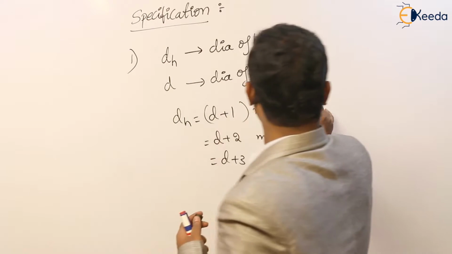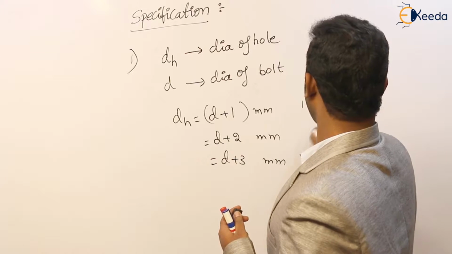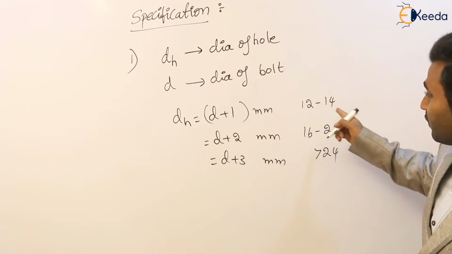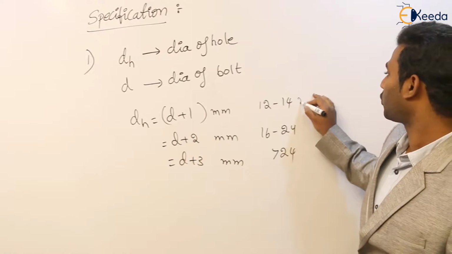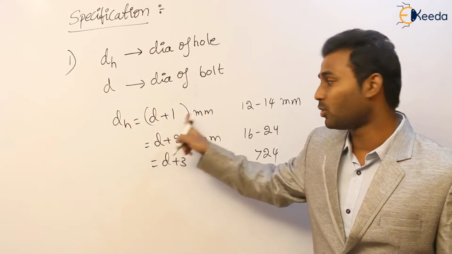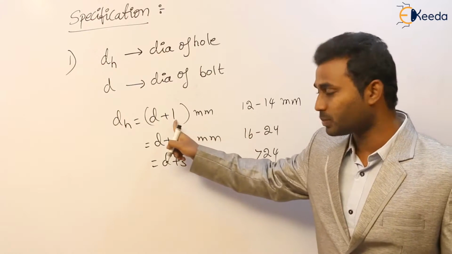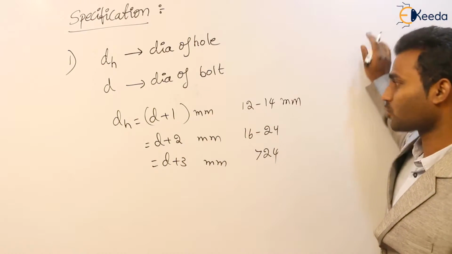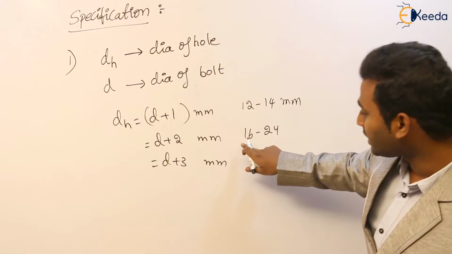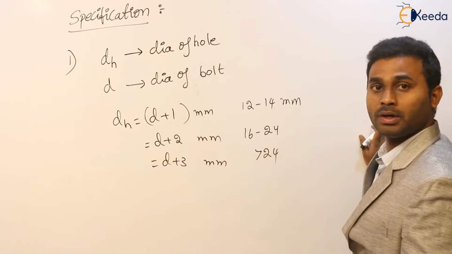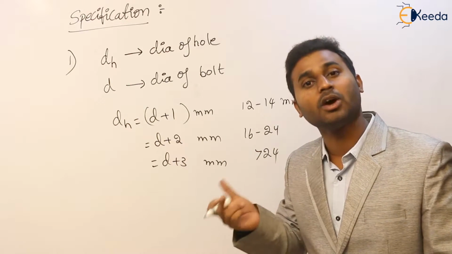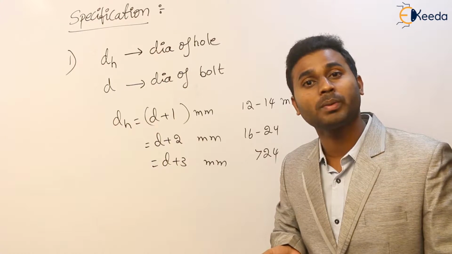This is when the bolt dia is 12 to 14, 16 to 24, and greater than 24. If the dia of the bolt is between 12 to 14 mm, then the extra clearance provided should be 1, so D plus 1. For example, if it is 12, then the dia of the hole should be 13 mm. If the dia of the bolt is 16 to 24, the extra clearance is 2. Assume the dia of the bolt is 20 mm, then the dia of the hole to be provided is 22.